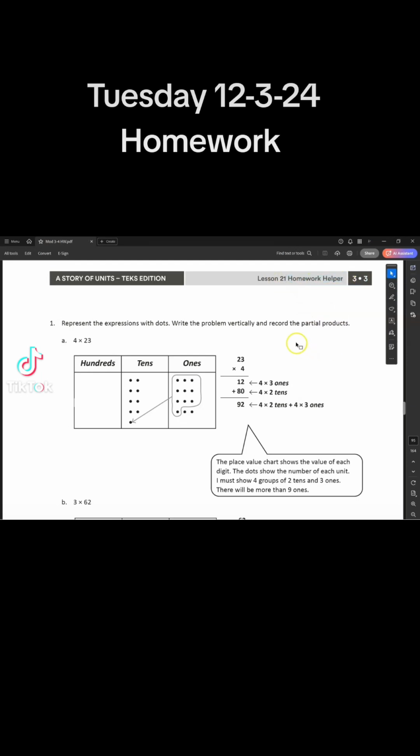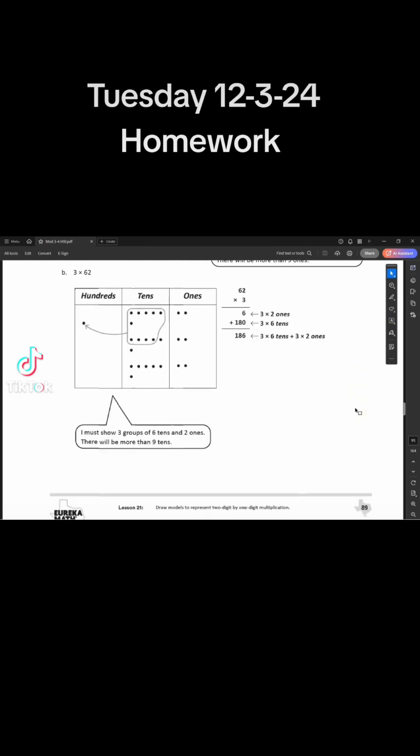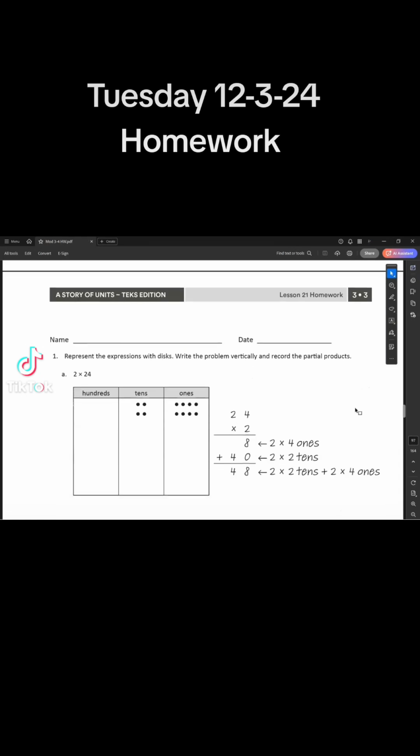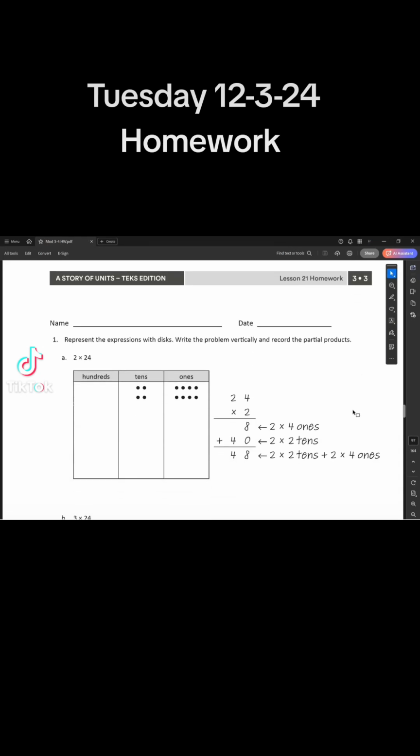Also, this is for parents. Parents, if you want to see how they're doing their work, if you want to help them, this is the page that would help you understand how they are learning to do the problems. So, here we go, and let's get started with homework.